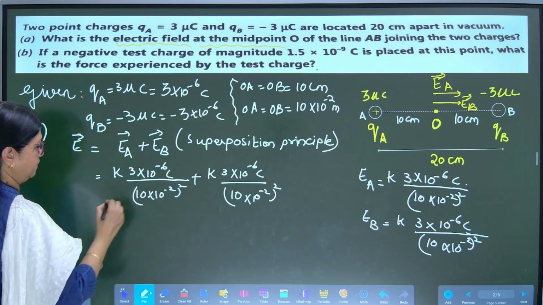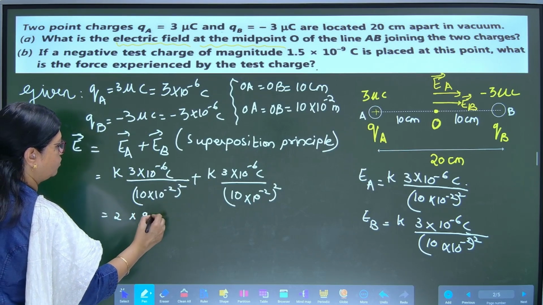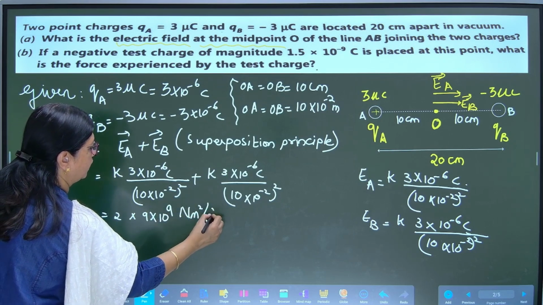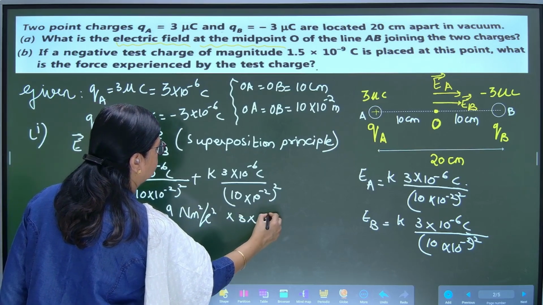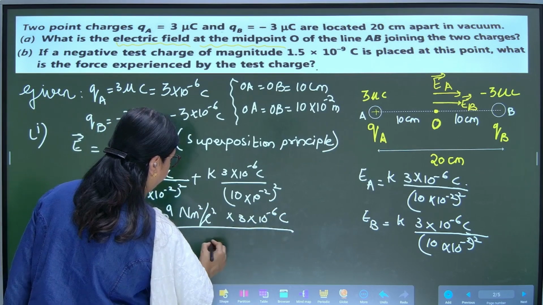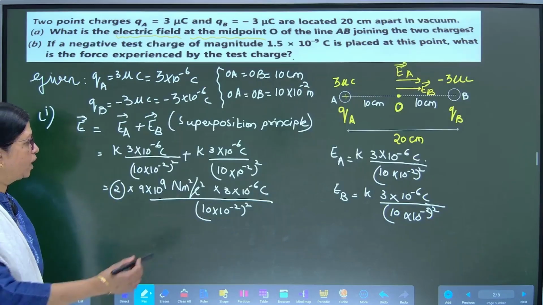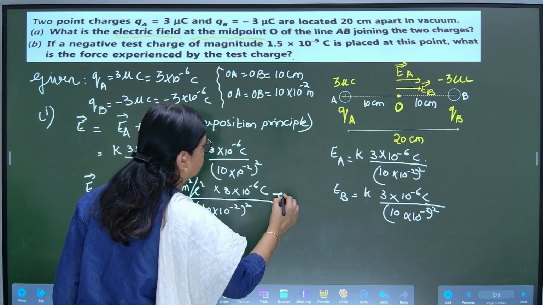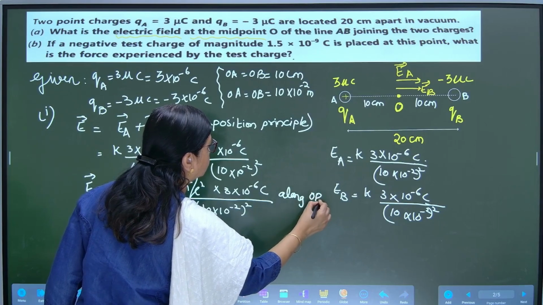Now you can see both are the same, so I can just write 2, and I am also substituting K. K is 9 into 10 raised to 9. Revising the unit, Newton meter square per coulomb square, into 3 into 10 raised to minus 6 coulomb. I have written 2 here. Done. Divided by 10 into 10 raised to minus 2 whole square. So calculating this value and also writing down the direction, which is along OB.